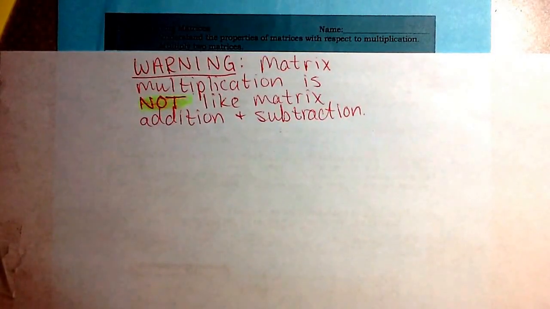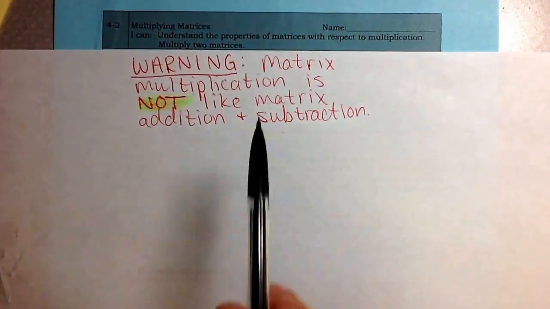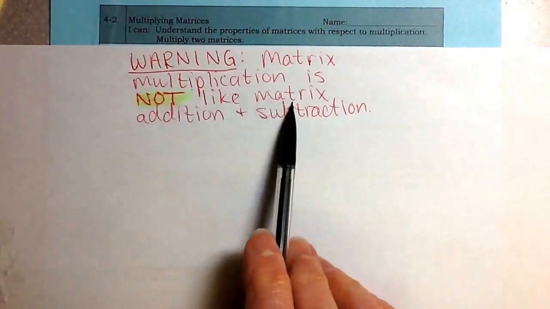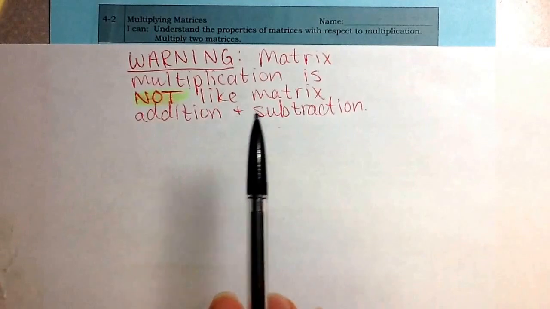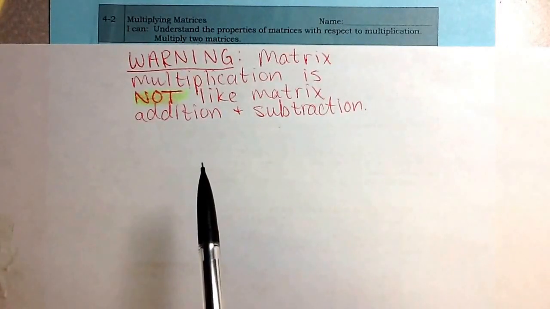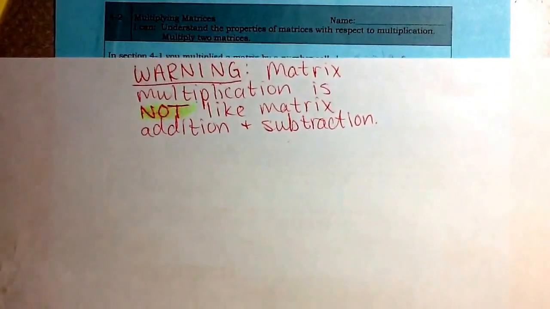In section 4.2, you're going to be multiplying matrices, and as you notice here, I've written down that matrix multiplication is not like matrix addition and subtraction. And the reason why I do that is because every year I have students who try to multiply matrices like you add and subtract, and matrix multiplication does not work that way.